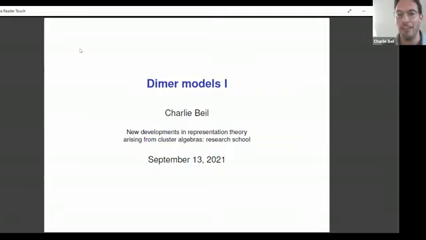Yeah, so I'll start today with the history of where dimer models appear in algebra, and then tomorrow go into more geometric ideas from dimer models, and then on Wednesday talk about other surfaces, higher genus surfaces, and then on Friday talk about cluster algebras and categories with dimer models.